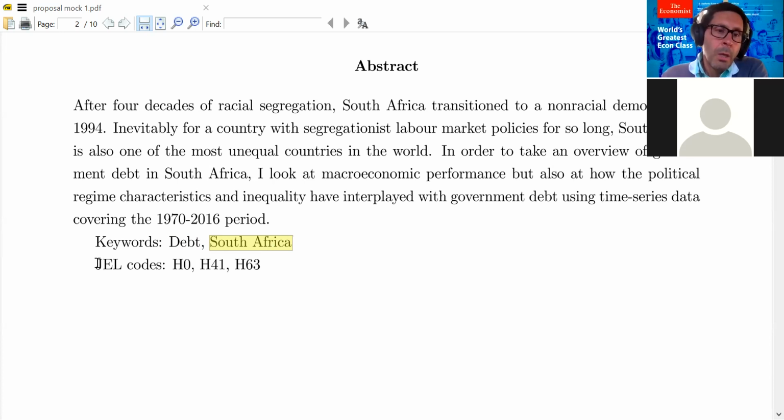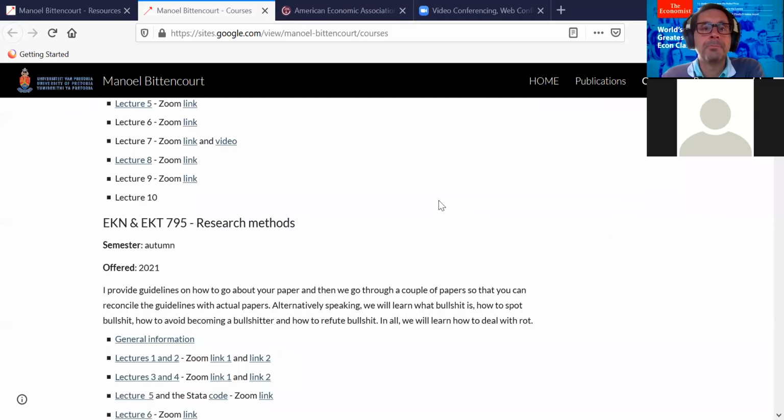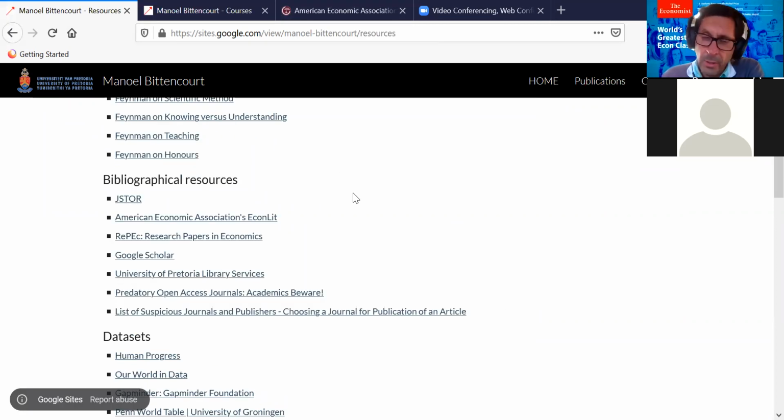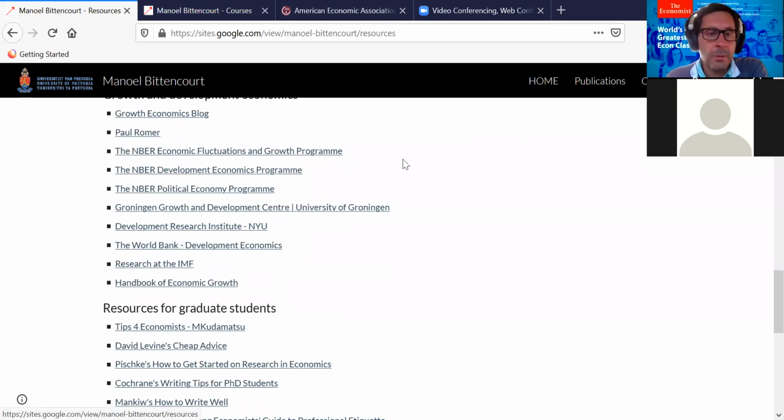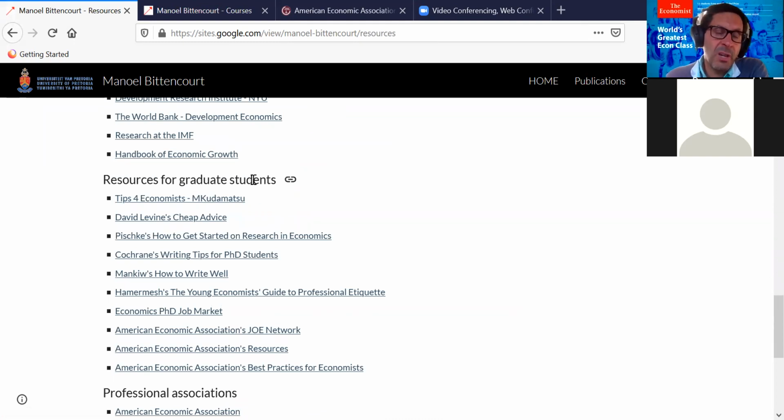Okay. And then the Journal of Economic Literature codes. I got these codes. Let me stop sharing now. Let me share a different screen if I can find it here. Here it is. The codes, they come from, if you go to my web page, I have already showed you that, but I'm going to do it again. If you go to resources, right? Resources for graduate students.